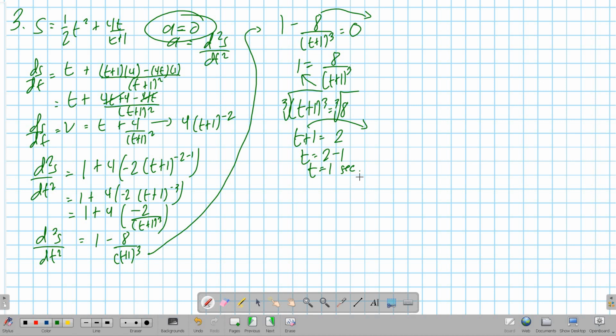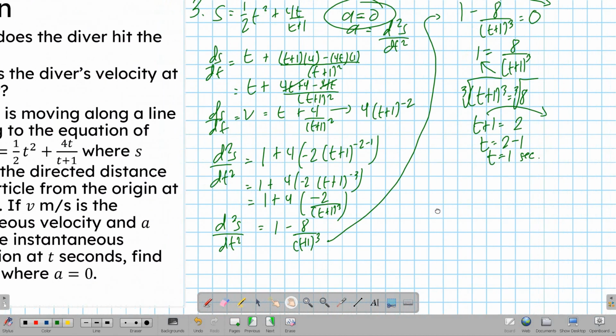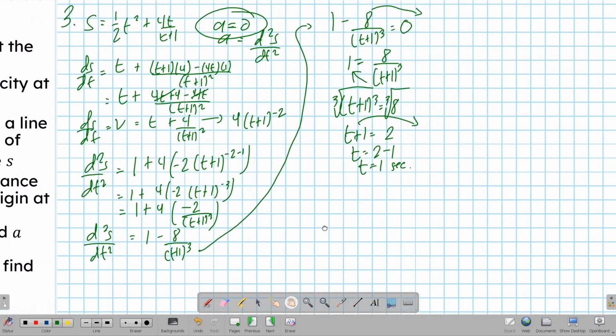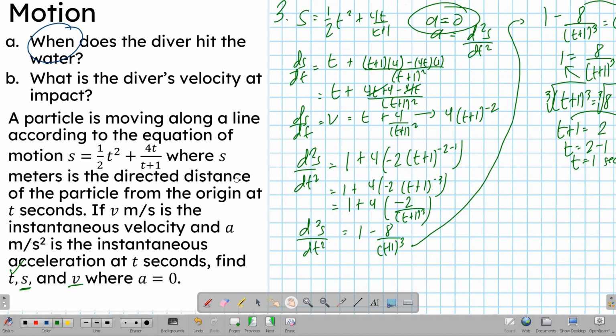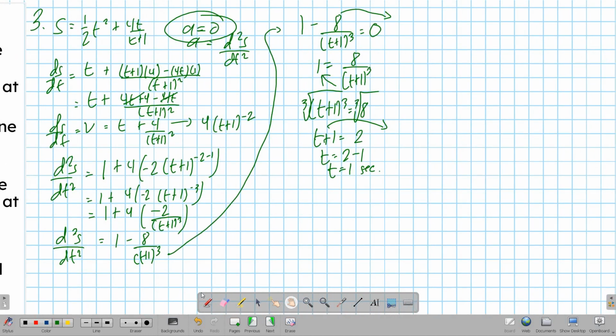So at 1 second, our acceleration is actually equal to 0. And that's actually one of the things that we're looking for, the value of t when a equals 0. So now that we have t, we just need to look for v and s. So we'll look for v first, then s, because that's the last going backwards.